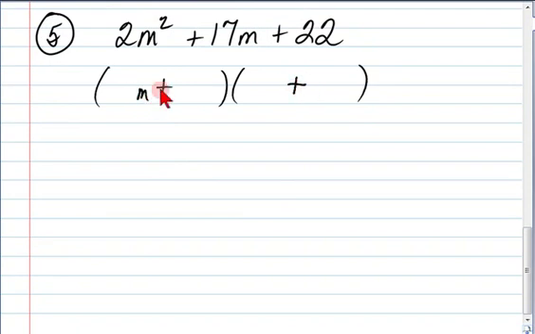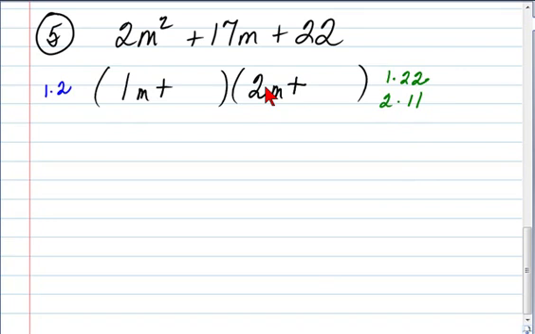I know I need an m and an m. Okay. At least the leading number is a prime, so it has to be 1 times 2. The back number, 22, it's either 1 times 22 or 2 times 11. So I don't have too many choices here. I will start with the 1 and the 2 as the coefficients of m.